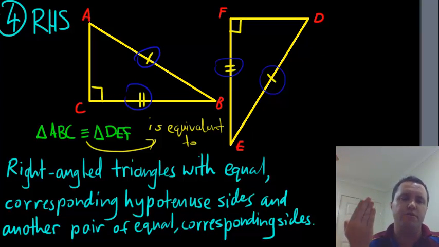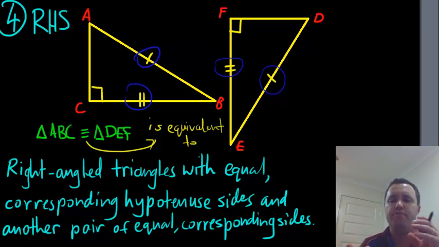These 4 rules, you must know them. That we had SSS, SAS, AAS, and RHS. Go back over the video, make sure that you know them and you'll really want to be able to recite them, so that you can call upon them when you need to.